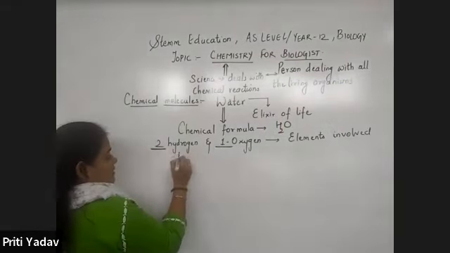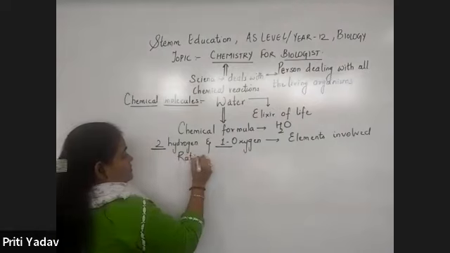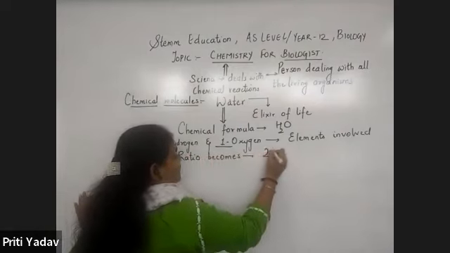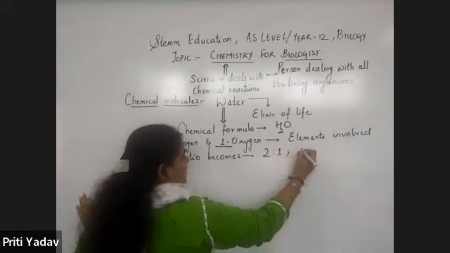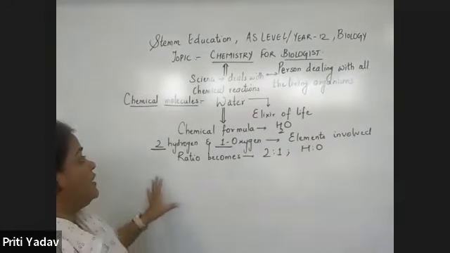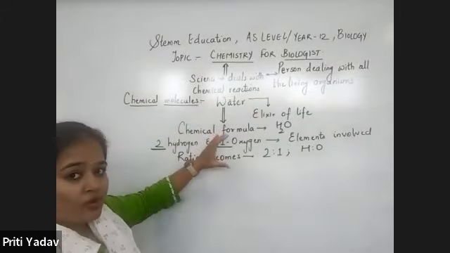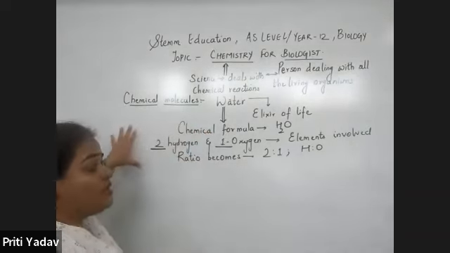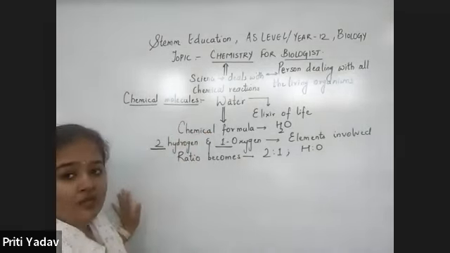So we can say the ratio becomes 2:1, H to O. So 2 hydrogen and 1 oxygen. Do remember it, 2 hydrogen and 1 oxygen combining together and then they are forming the molecule.